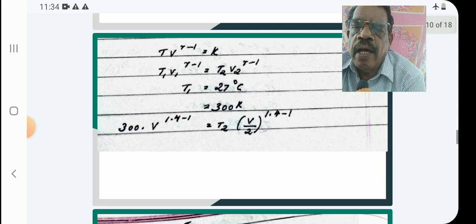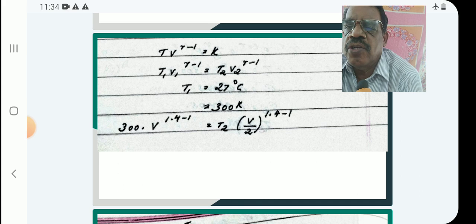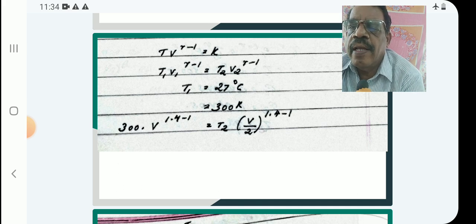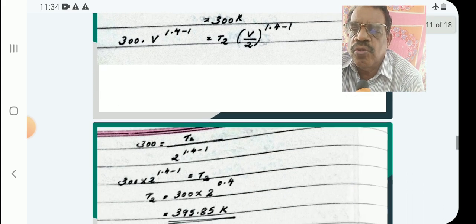Now to find the temperature, we have to apply the temperature equation. T V raised to gamma minus 1 is k. That is T1 V1 raised to gamma minus 1 is T2 V2 raised to gamma minus 1. T1 is 27 degrees Celsius. That we convert into Kelvin by adding 273. We get 300. The temperature must be converted to Kelvin, so add 273. That is 300 into V raised to 1.4 minus 1 is T2 into V/2 raised to 1.4 minus 1.